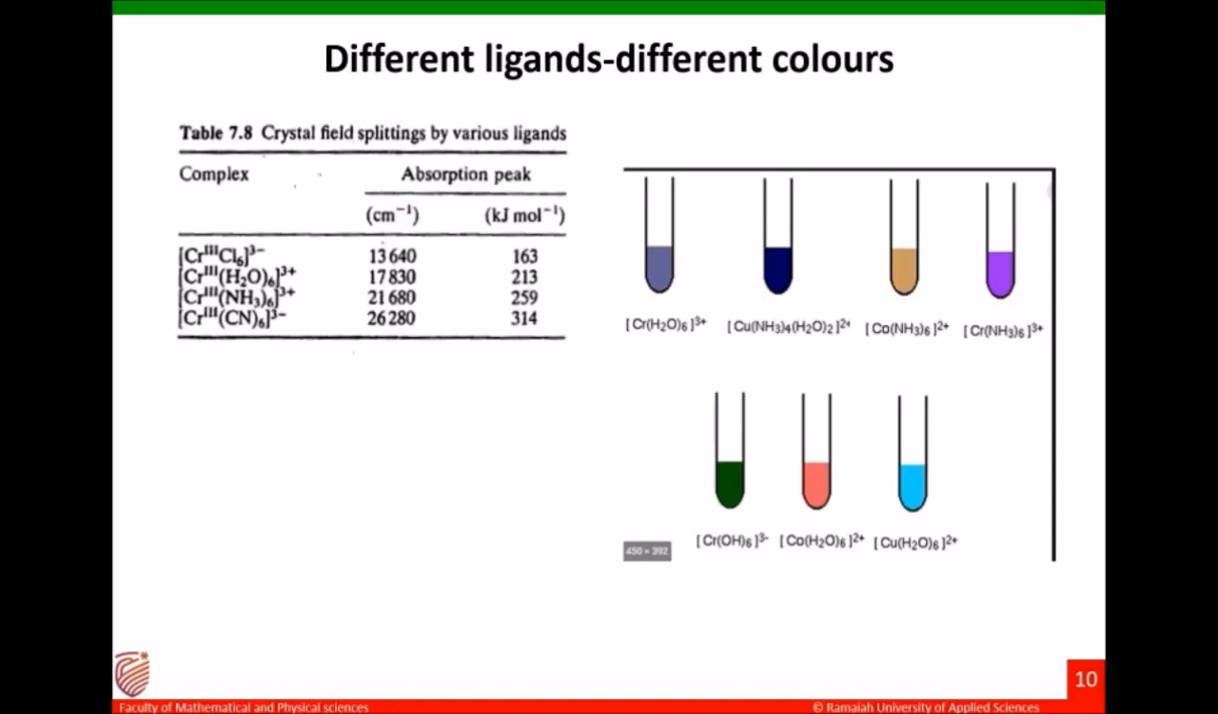Another example: chromium with the OH hydroxyl as the ligand shows green color. Cobalt with the H2O shows the pink color. Cobalt with the ammonia is like a grey color. Copper with the ammonia and water, that's the dark blue. Copper with the water, light blue.